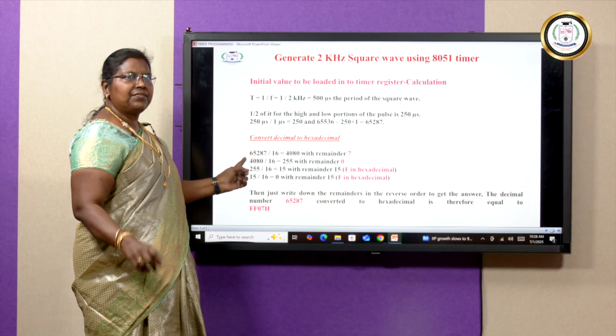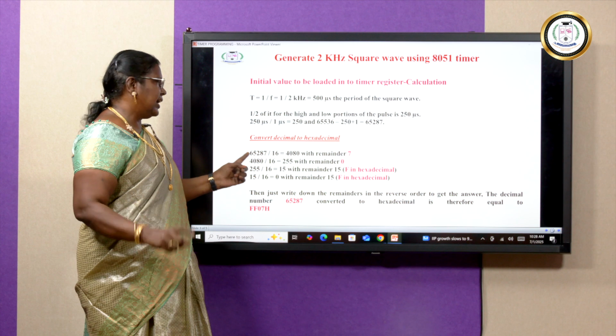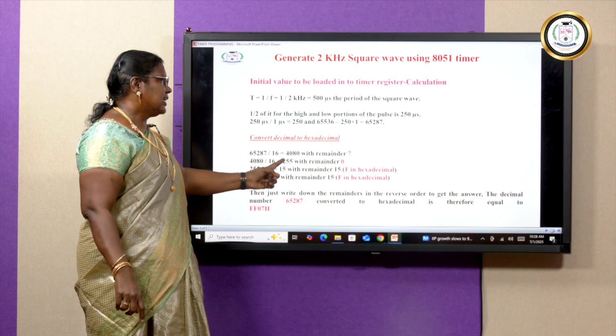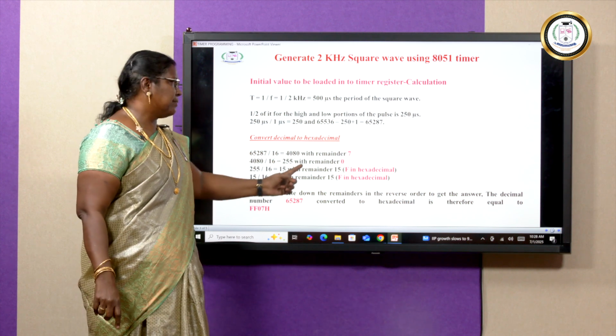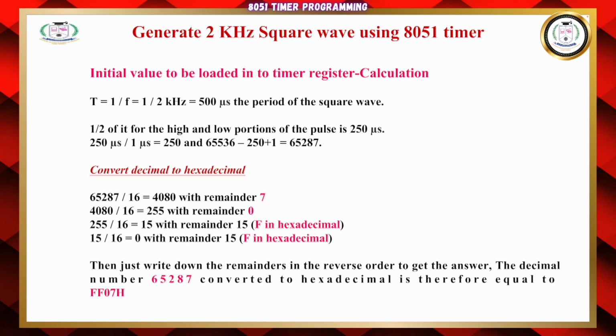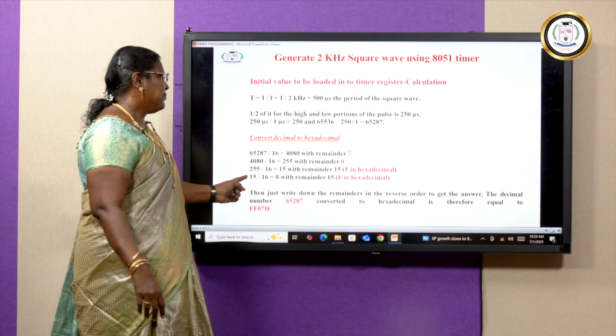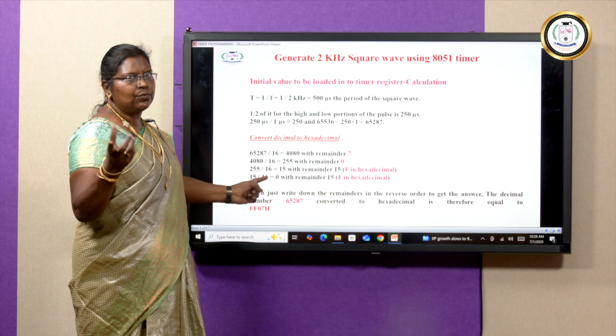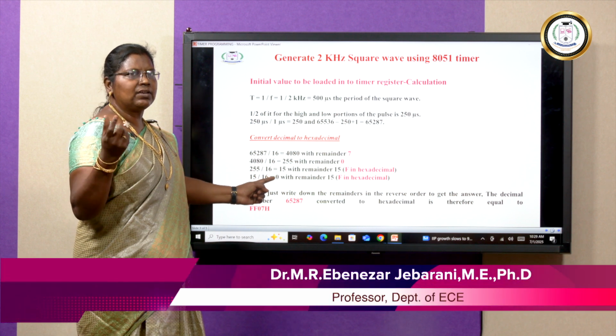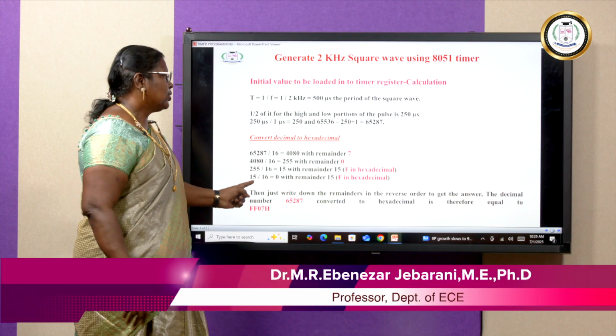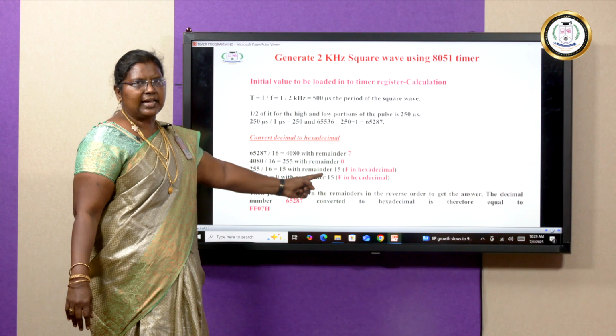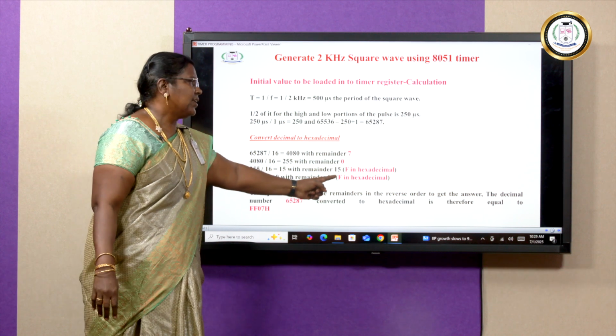Next we are dividing the quotient 4080 by 16 and we are getting 255 with the remainder equal to 0. Next we are dividing 255, the quotient, by 16 and we are getting 15 in decimal, which is nothing but F in hexadecimal. In the same way, we are dividing 15 by 16, and we will only get the F value because we cannot divide that. So the same value will be stored as the remainder. So now we are getting F.